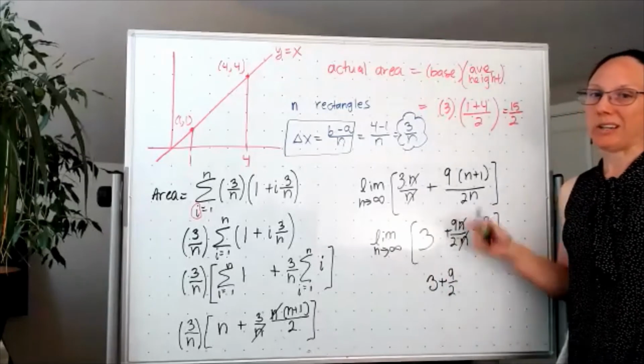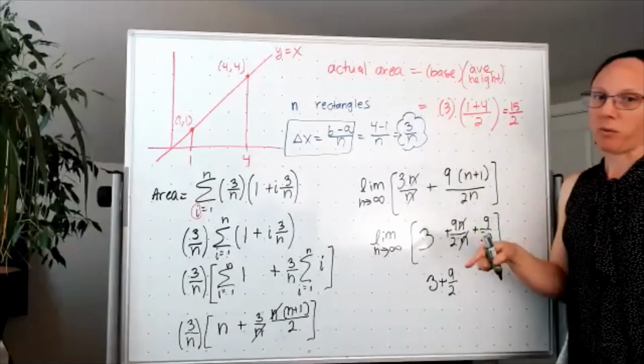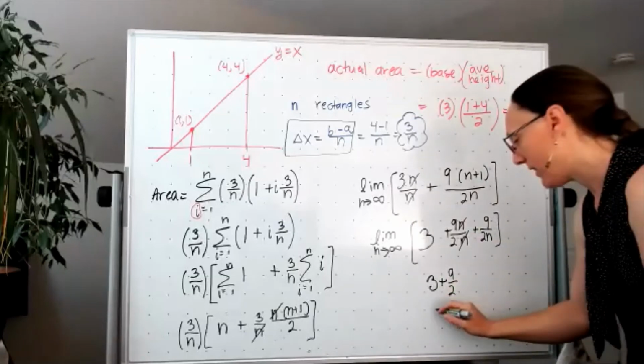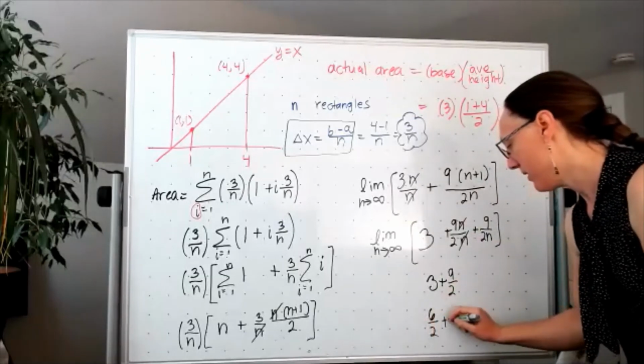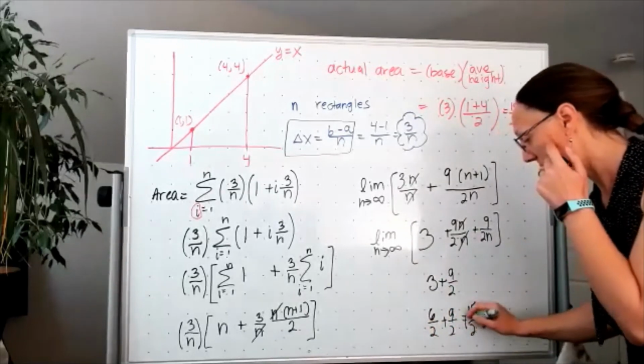Now that doesn't quite look like what we had up here, but it will be momentarily, because if I get a common denominator between these two, that 3 is going to turn into 6 halves plus 9 halves, and then I'm going to get 15 halves.